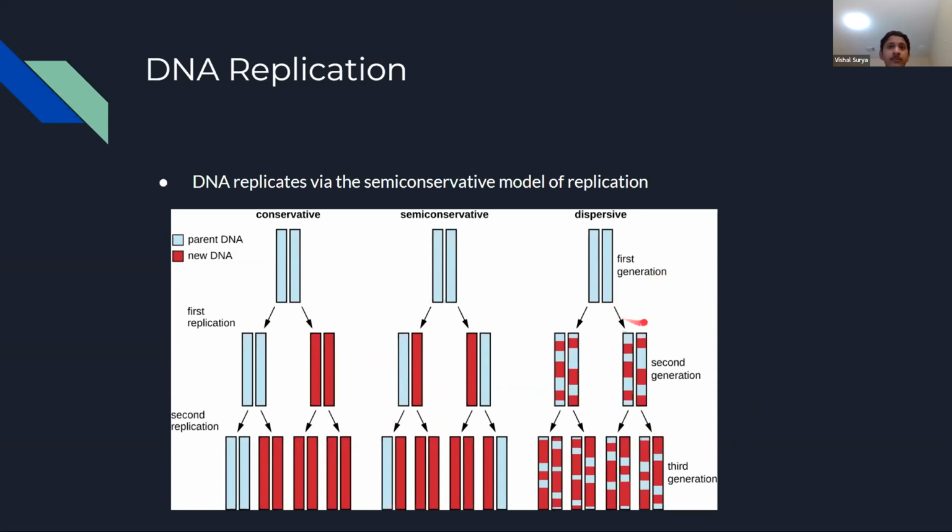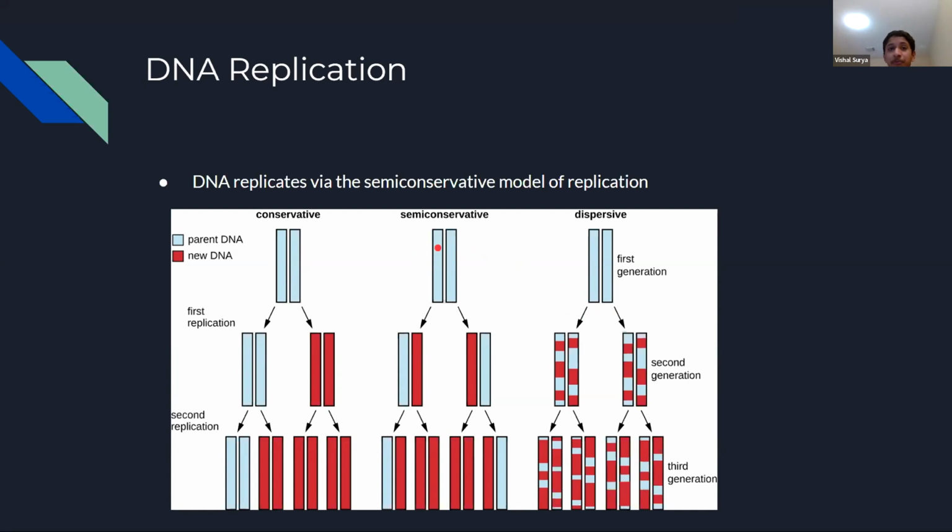Then the dispersive model is just chaos. I don't even understand how scientists came up with this, but different parts bind and replicate, and it creates a whole different meshwork where the DNA disperses to different DNA strands. So scientists were wondering how to know which one is which. Obviously, now when you think about it, the semi-conservative model makes the most sense.